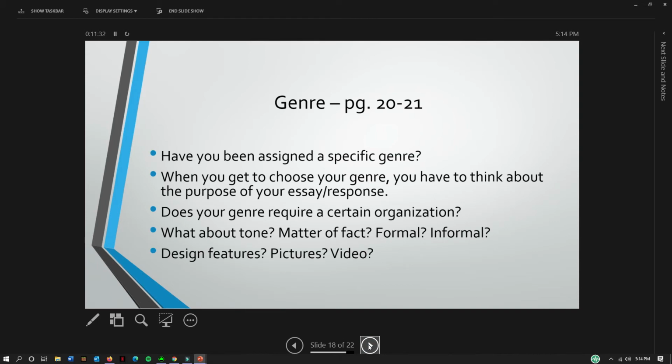So when you're writing in a rhetorical situation, you have to think about your genre. So have you been assigned a specific genre, which you will be? And it's going to require certain organization. Your tone should always be formal. And we'll talk about that more as we get into our different genres, which are narrative, review, and research/argumentative.